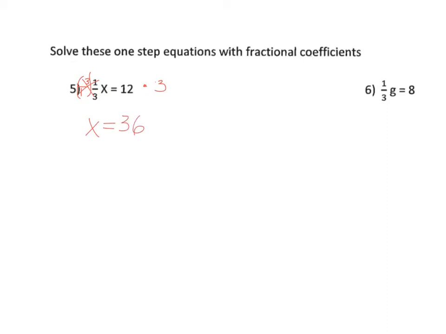Number 6, it's the same thing. The inverse, or the reciprocal, of 1/3 is 3 over 1. We're going to multiply both sides by 3. That's going to give us g is equal to 24.